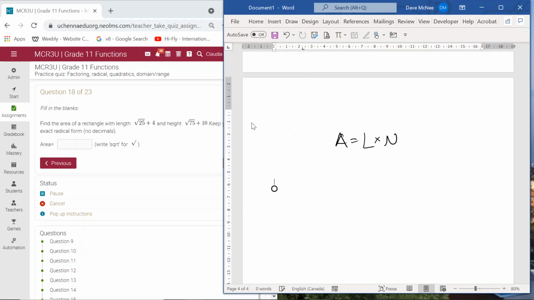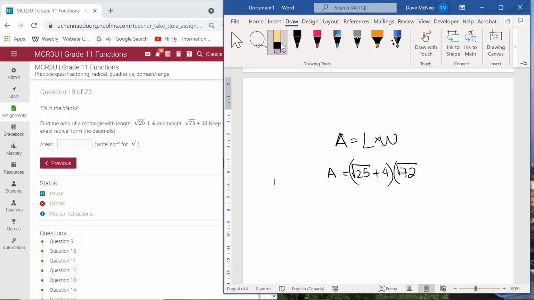And what's my length here? Length is equal to square root of 25 plus 4. And then my width, I'll put that in a bracket because that's my entire length. And my height or width, whatever the other dimension is, square root of 75 plus 10.